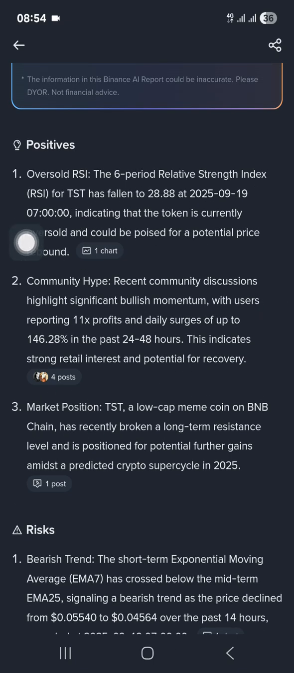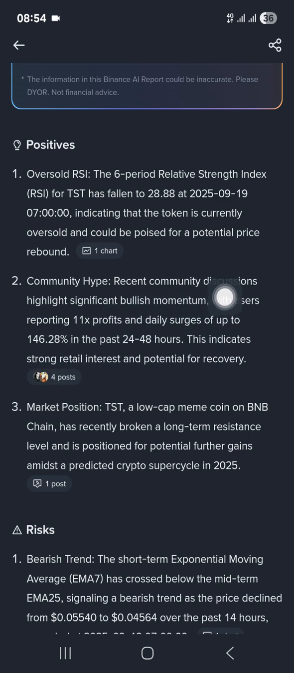The positive part is talking about RSI right now. Oversold RSI, the 6 period relative strength index of TXE has fallen to that, indicating the token is currently oversold and could be poised for a potential price rebound. Are you getting me? This one is telling us right now that it has been oversold, which means it's expected to go back. Community hype. This is what the community is saying.